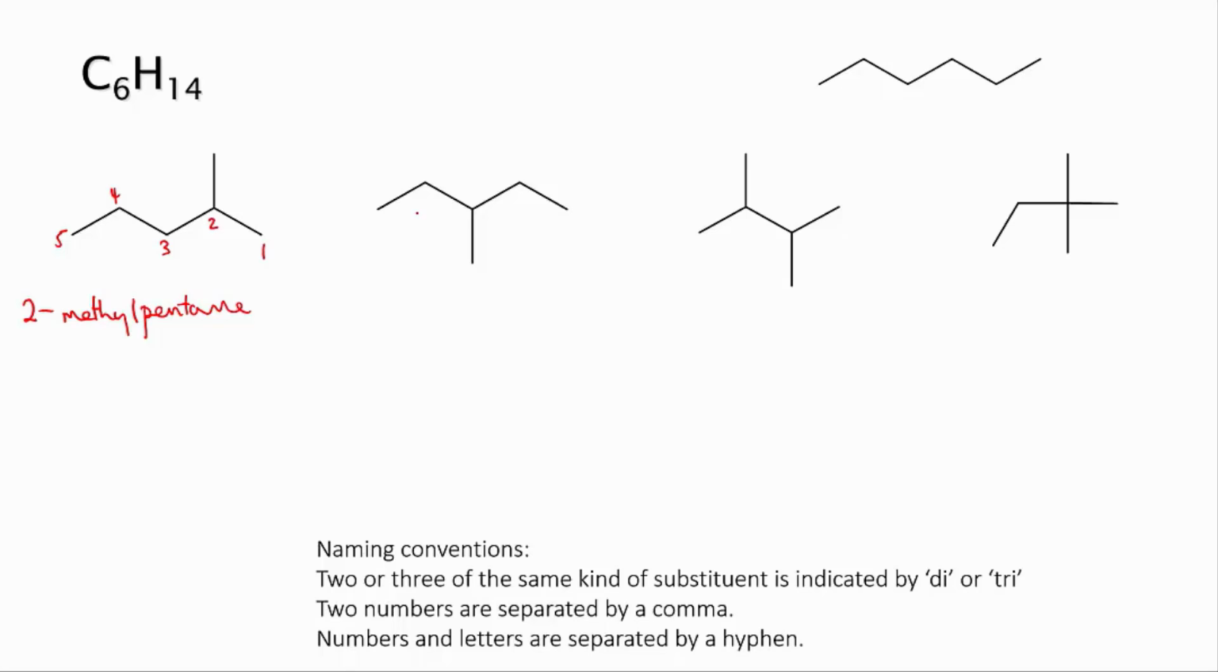Okay, in the second one, the substituent is right in the middle, so it doesn't matter which end we start from when we number the main chain. Either way, it's going to be on carbon number 3. So this isomer is called 3-methylpentane.